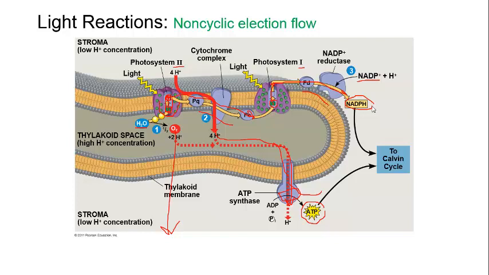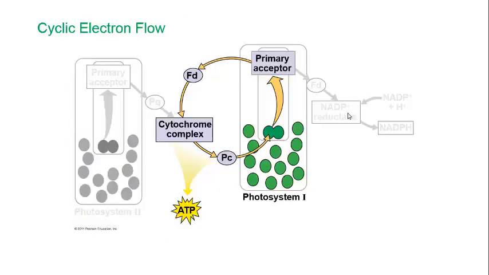We call this whole process non-cyclic electron flow because the electrons flow in a direct line. They begin with water and they end with NADPH. Non-cyclic electron flow makes equal amounts of ATP and NADPH. We have a problem though. The Calvin cycle, which we're going to get to in a minute, needs more ATP than NADPH. In order to just make the ATP, the light reactions are going to convert from non-cyclic electron flow to cyclic electron flow.